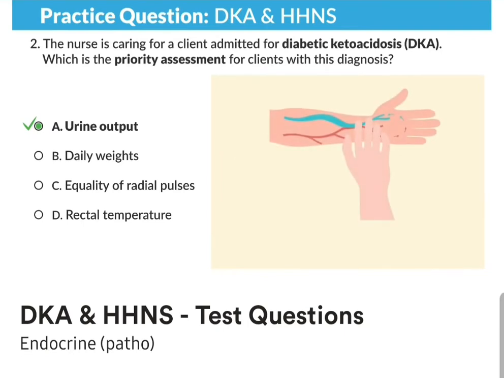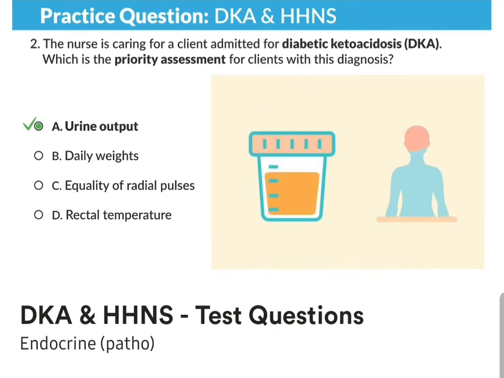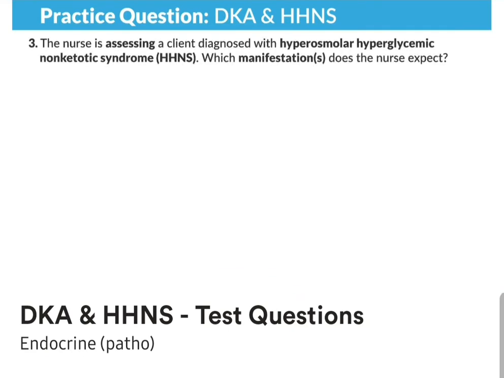Now, option C, equality of radial pulses, this is incorrect because it's not the best priority assessment to assess for the dry. And option D, a rectal temperature, now this one is not necessary. The focus should be on fluid assessment and rehydration. Now, moving on to question 3.